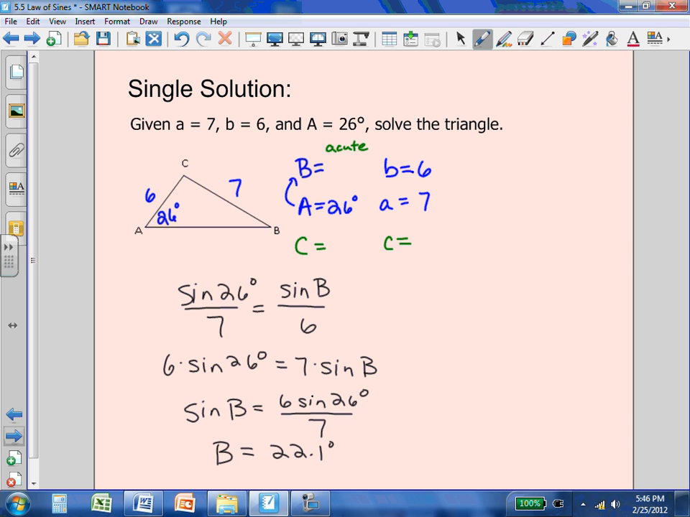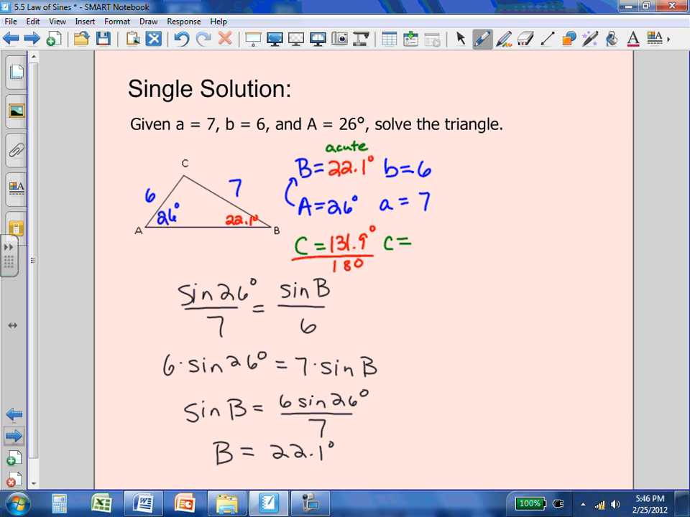But then I've got now that B is 22.1 degrees. So that means that angle C should be pretty simple. I'm going to take 180, subtract 26, subtract 22.1, and that gives me the angle C is 131.9 degrees. And I'm simply rounding to the nearest tenth.